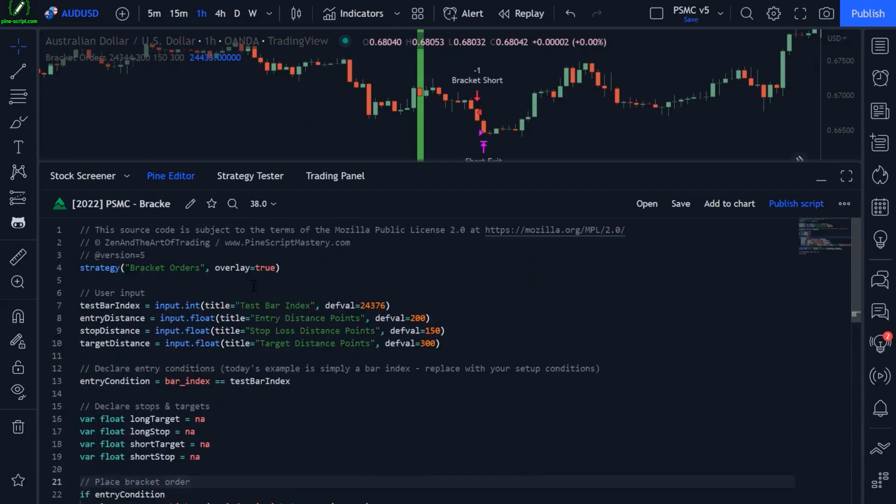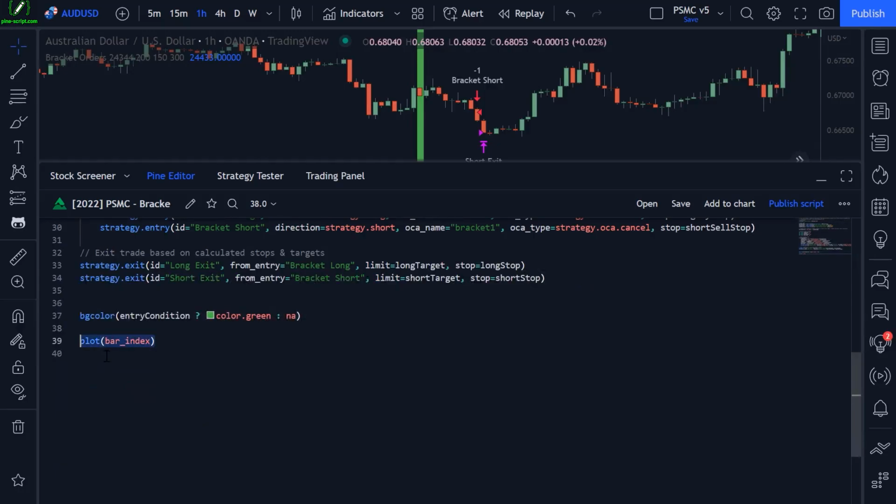So here is the source code. I've used a very, very simple entry condition here because the entry condition is not important. The concept that is important about the script is placing the bracket orders. And so for my entry condition, I'm simply checking if the current bar's bar index, the bar number, is equal to this number. So down here, I'm plotting the bar index. That's this blue number here.